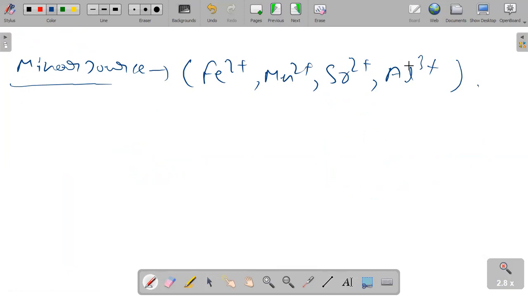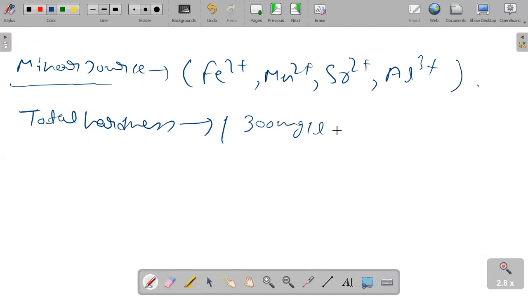And for total hardness, we have a limit of 300 milligram per liter, and for rejection we have a limit of 600 milligram per liter. Okay, so this is about the total hardness.